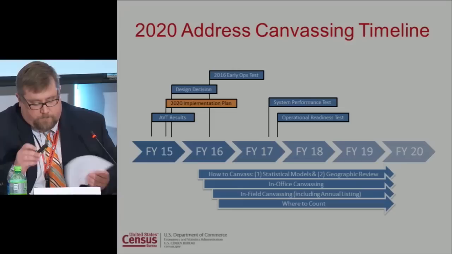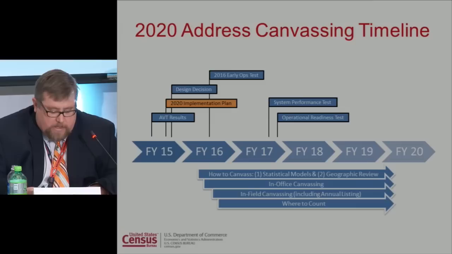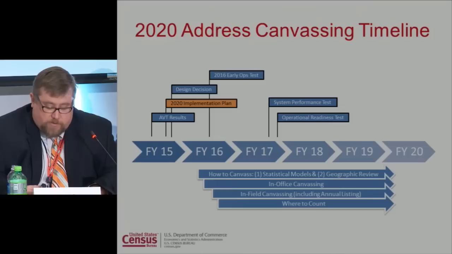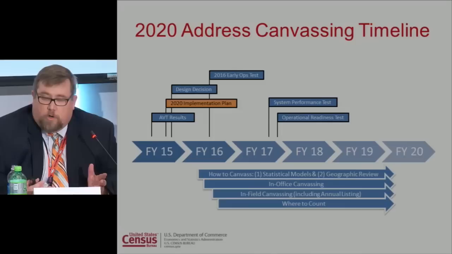So this graphic represents a notional timeline for 2020 address canvassing. And I'm just going to walk through it. In FY15, we're going to complete the address validation test, which examines our ability to use statistical models and geographic review to identify areas for in-field canvassing and how we might conduct in-field canvassing, whether it be, again, full block canvassing as we've traditionally done, or through this refined methodology of partial block canvassing.